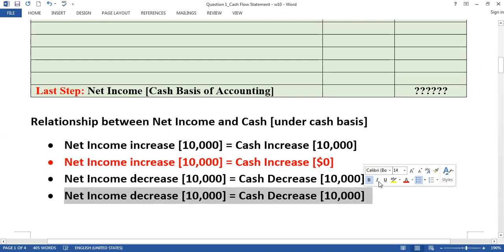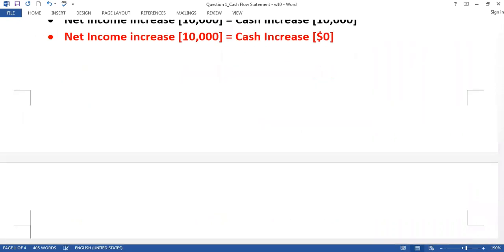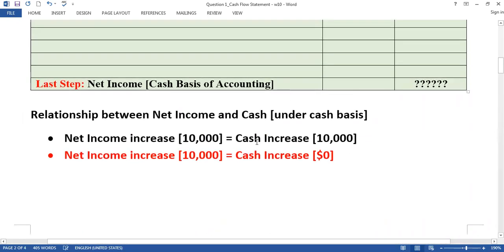So red color, net income decrease $10,000, but cash does not decrease. First, think about these two. How to solve this issue?